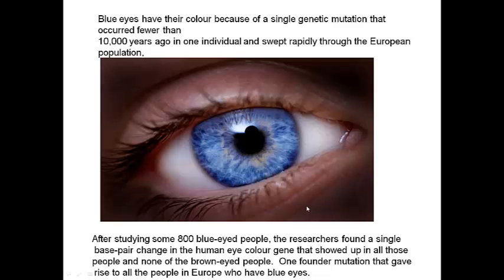Blue eyes have their colour because of a single genetic mutation that occurred about 10,000 years ago. After studying 800 blue-eyed people, researchers identified a single base pair change in the human eye colour gene that all those people had and none of the brown-eyed people had. So that's the mutation that caused blue eye colour.